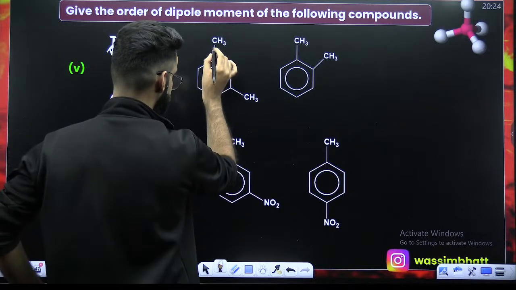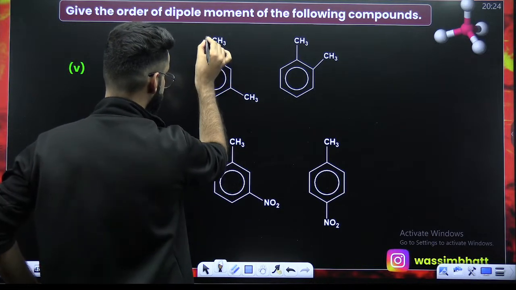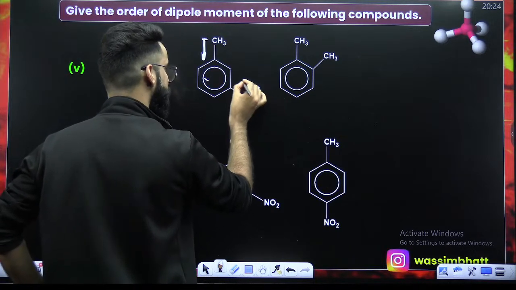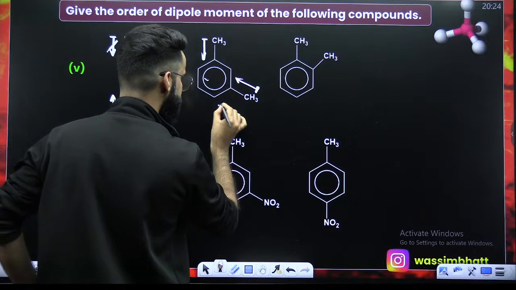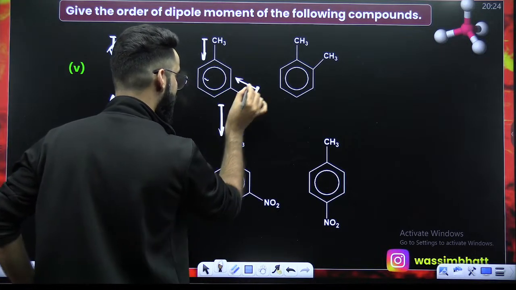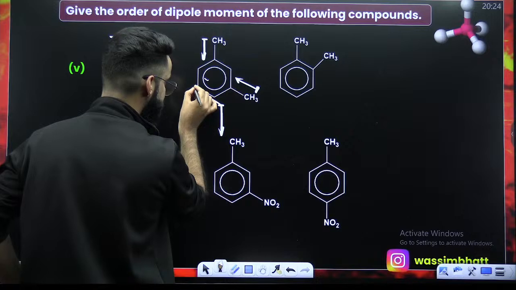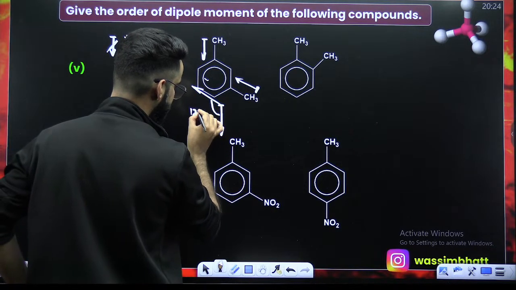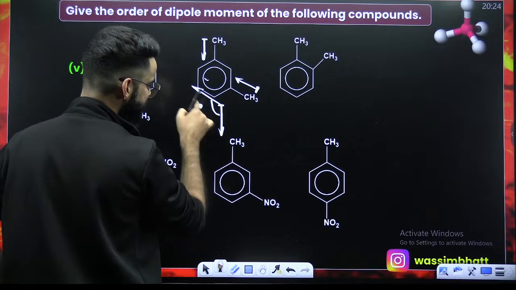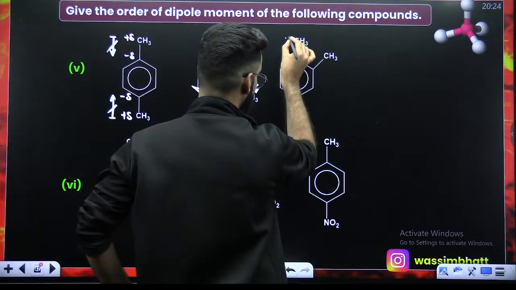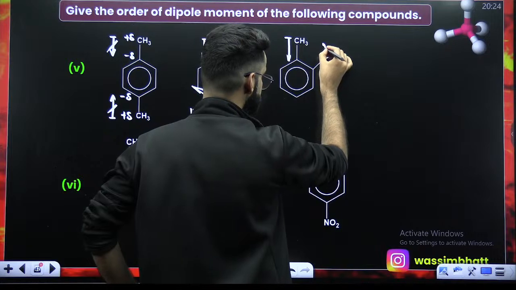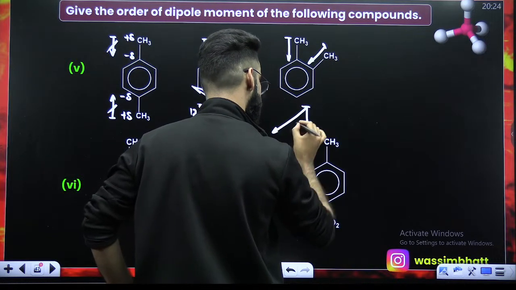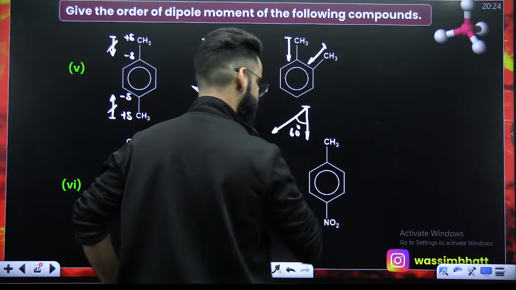Look at this particular case. This is positive, this is negative, positive to negative. So two vectors, one pointing downwards and one pointing in this direction, at an angle of 120 degrees. So two bond moments at an angle of 120, positive to negative. In the next case, one pointing downwards and one in this direction, at an angle of 60.